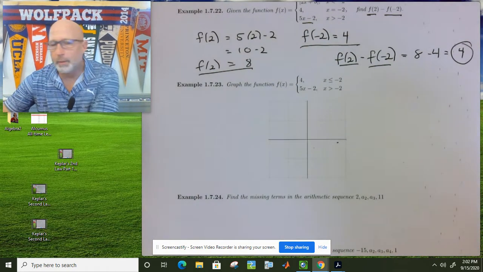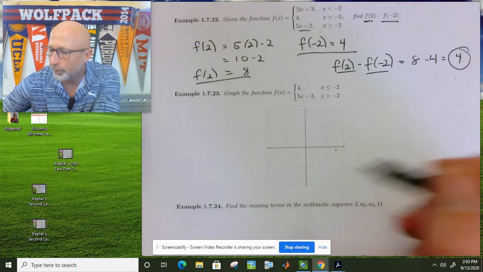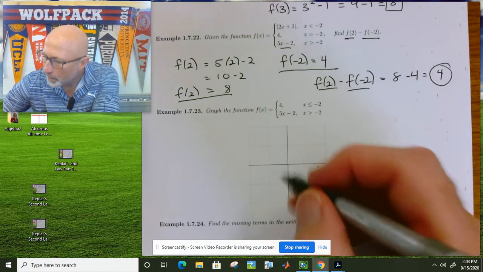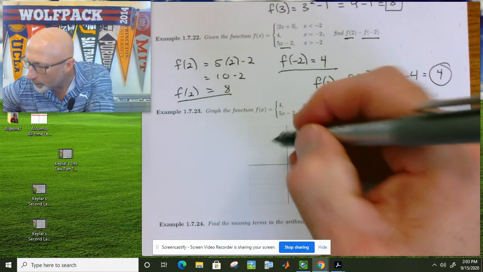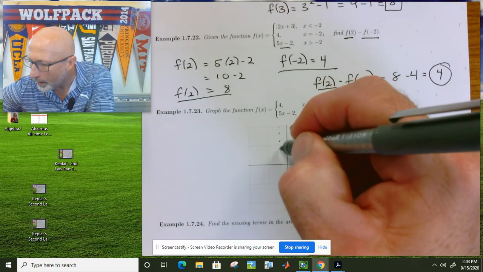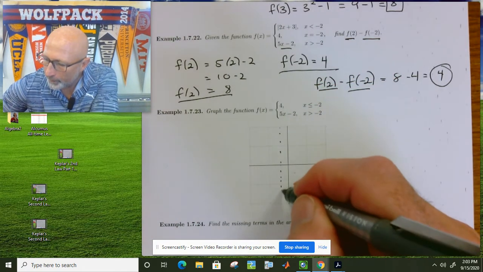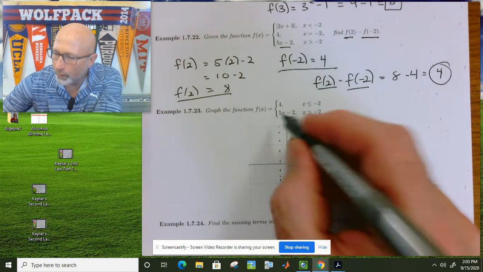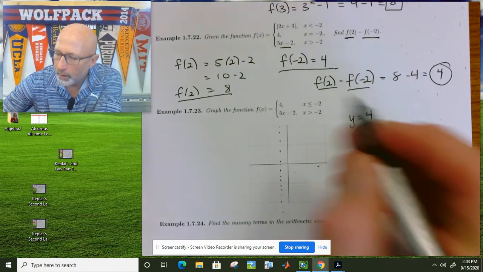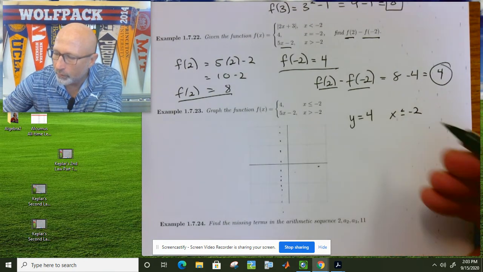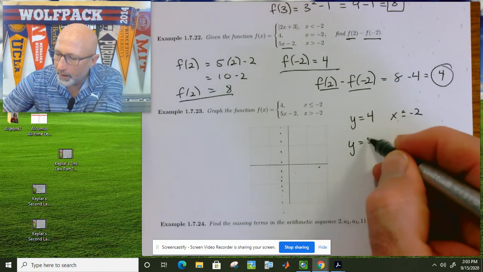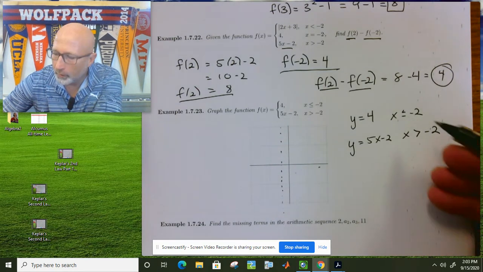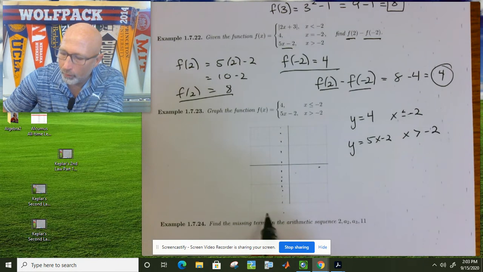Graph the function. I haven't focused that much time on this, but I don't think it's too bad because you just have to graph both of these individually. Now the cutoff point there is x is equal to negative 2. So if you go to negative 2, there's going to be like this invisible line. This is not part of the graph, but I'm just dotting it in. So you can see at this point, the graphs are going to change. You have 2 equations. You have y is equal to 4, and that's when x is less than or equal to negative 2. And then you have the equation y is equal to 5x minus 2, and that's when x is greater than negative 2.